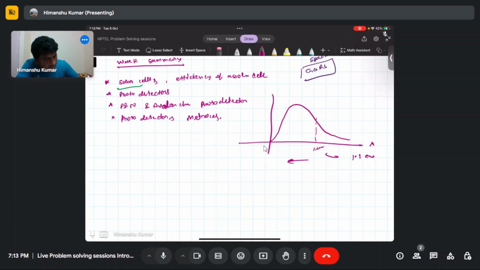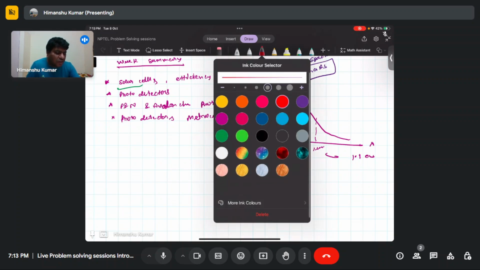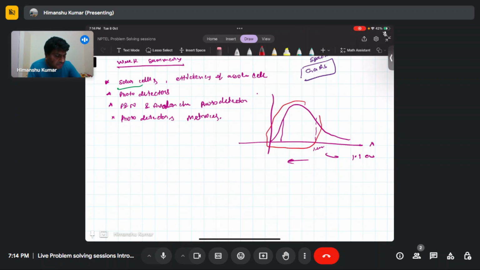This is the wavelength axis, and this is the spectrum of the number of photons or power you are getting. This is how the solar spectrum is distributed. You see that all wavelengths do not have the same photon flux or power flux. So for an ideal solar cell, what do you want? You want to capture this whole spectrum.